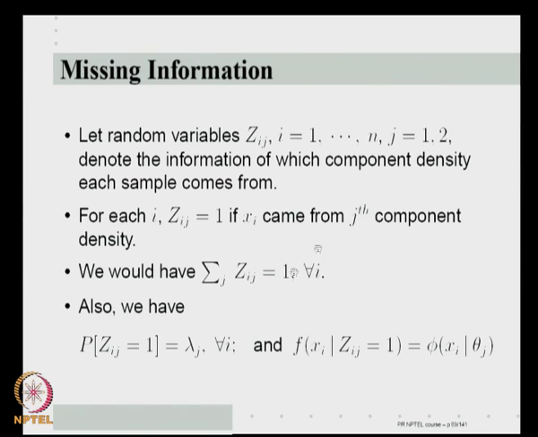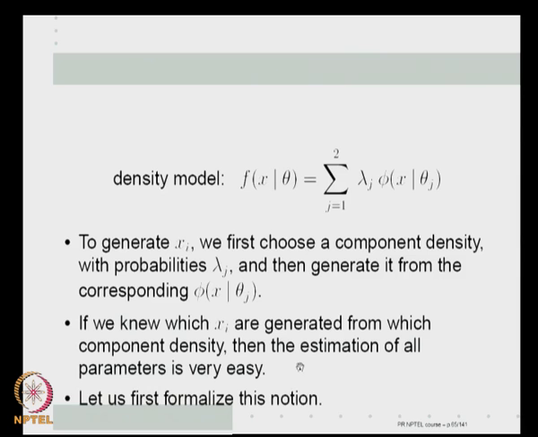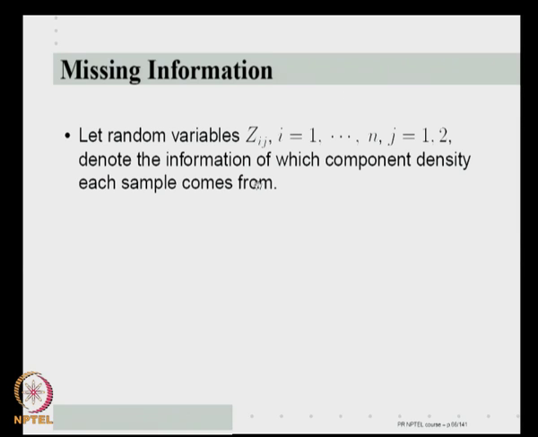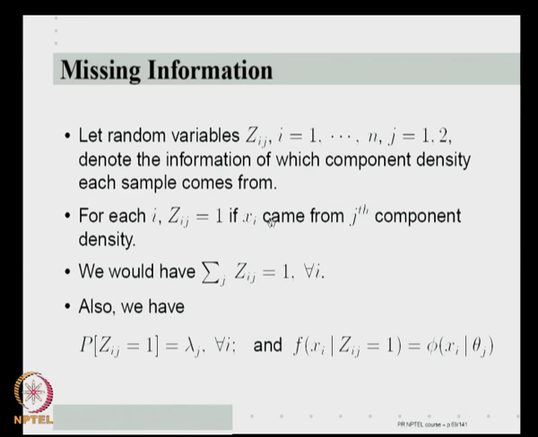And the second thing that is interesting here is the unconditional density of xi, I know what it is, that is my density model. But if you give me the Zij's, conditioned on Zij equal to 1, what is the density of xi? Zij equal to 1 means xi is coming from the jth component density. So, conditioned on Zij equal to 1, the density of xi is simply phi of xi given theta j. So, conditioned on Zi1 equal to 1, the density of xi is phi of xi given theta 1, and conditioned on Zi2 equal to 1, the density of xi is phi of xi given theta 2. That is how these Zij's can also be equivalently specified. Okay.